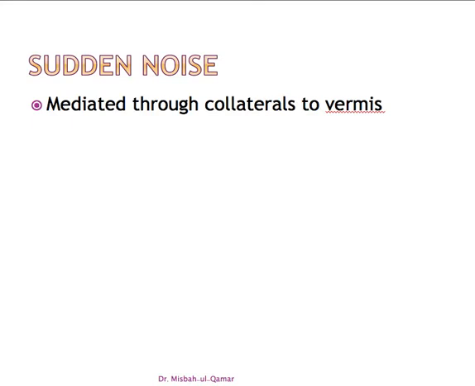Now, you must know how sudden noise is perceived. This perception is mediated by the collateral signals to the vermis of cerebellum. See, this vermis of cerebellum receives some fibers from three structures of the auditory pathway. Those are cochlear nuclei, inferior colliculi, and the auditory areas of the cerebral cortex.